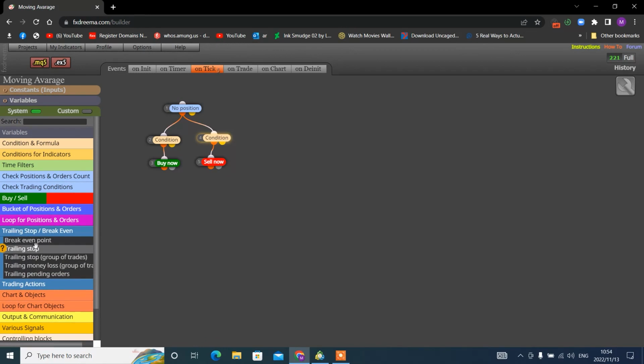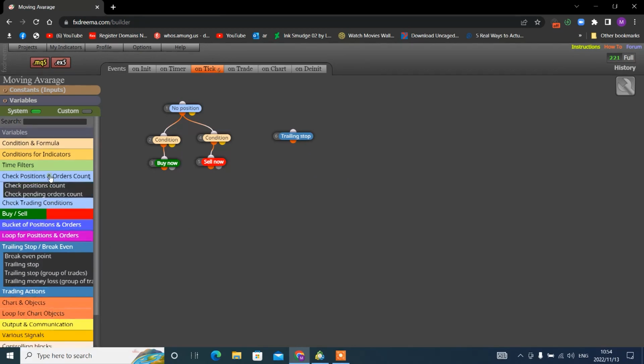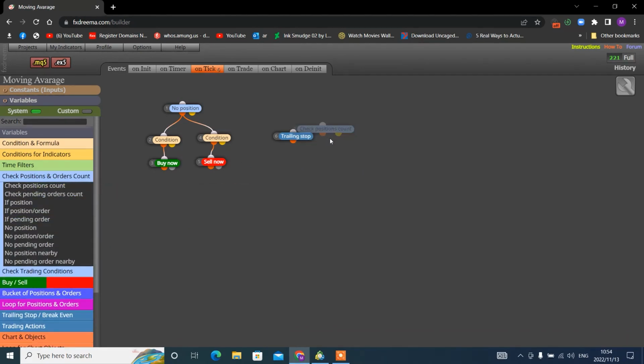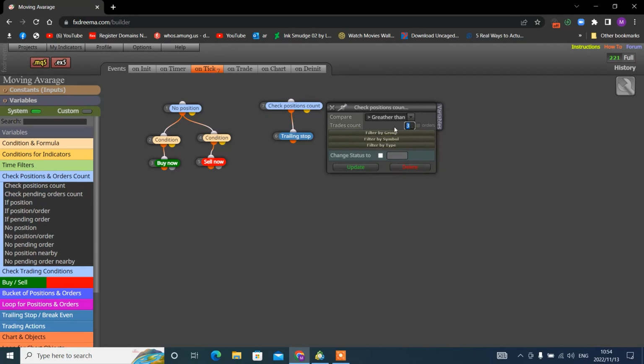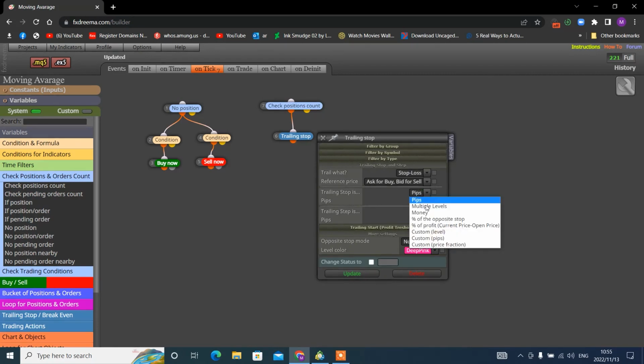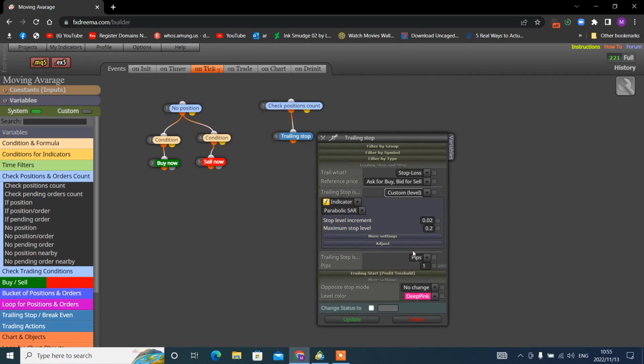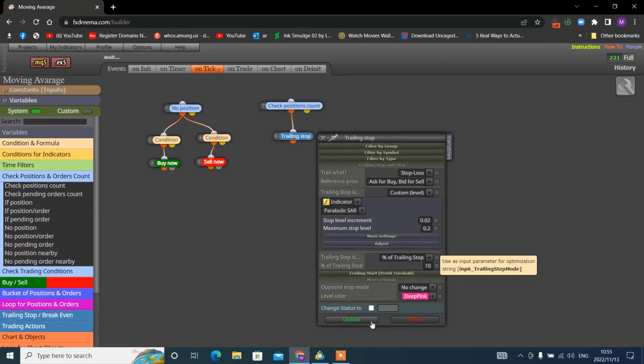It's always best to use a trailing stop rather than minimize the profit that we can accumulate. So we're going to check how many positions are open. Then once the positions are open, they are greater than or equal to 0. 0 in programming language means 1, so it's gonna start trailing. We're not gonna trail through pips, we're gonna trail using an indicator called parabolic SAR. And then here let's trail every 10%, and then we say okay.